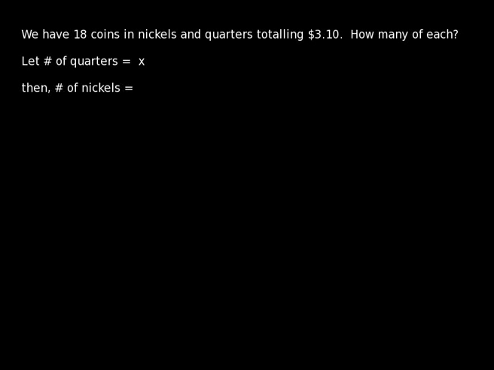The problem we have is 18 coins in nickels and quarters that total $3.10. How many of each do we have? If we start by saying that the number of quarters is equal to x, we can then figure out that because there is a total of 18 coins, we must have 18 minus x in nickels.